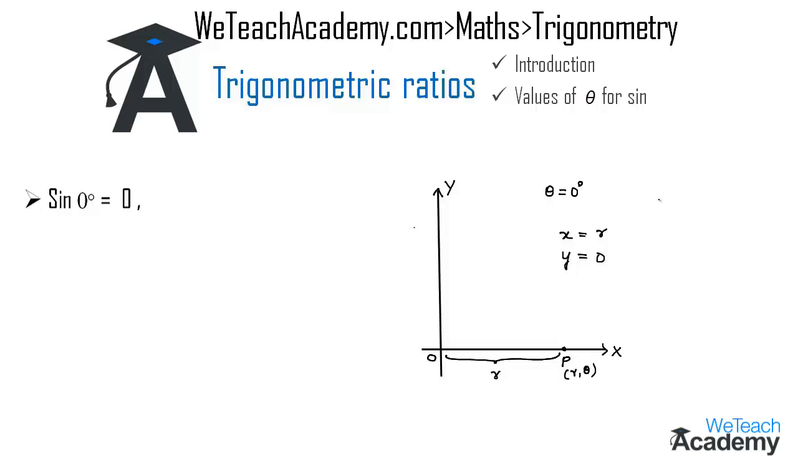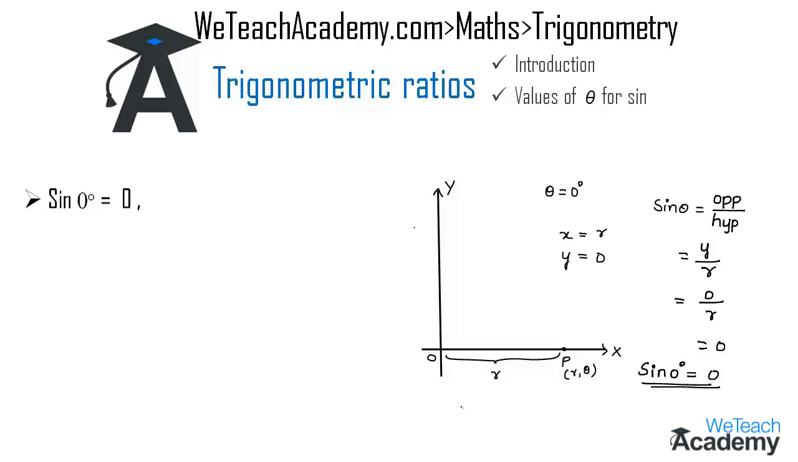By definition we can find sine theta is equal to opposite by hypotenuse, that is y by r, and here the opposite side is equal to y, which is 0, and the hypotenuse is r. So we get 0 by r, which is equal to 0. That implies sine 0 degrees will be equal to 0. So here we get sine theta is equal to 0, where theta is nothing but 0 degrees. So we can say that sine 0 degrees is equal to 0.